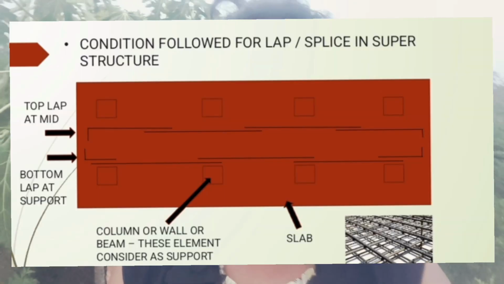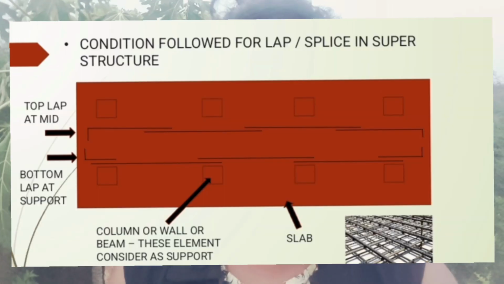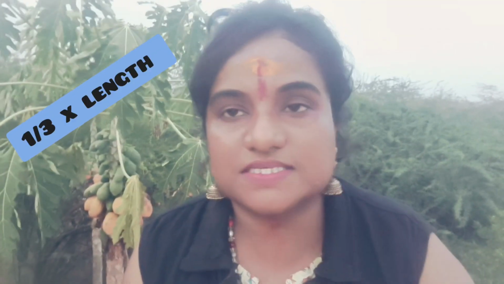Wherever the support is exactly, there is an option to lap, and near the support also we are going to lap. Then there is 0.3 into L that we need to follow. Why have we followed 0.3, or 1/3, into length? We take the distance between two supports, either center to center of the support, or else the face to face length is also okay as the length, and we need to multiply it with 0.3.